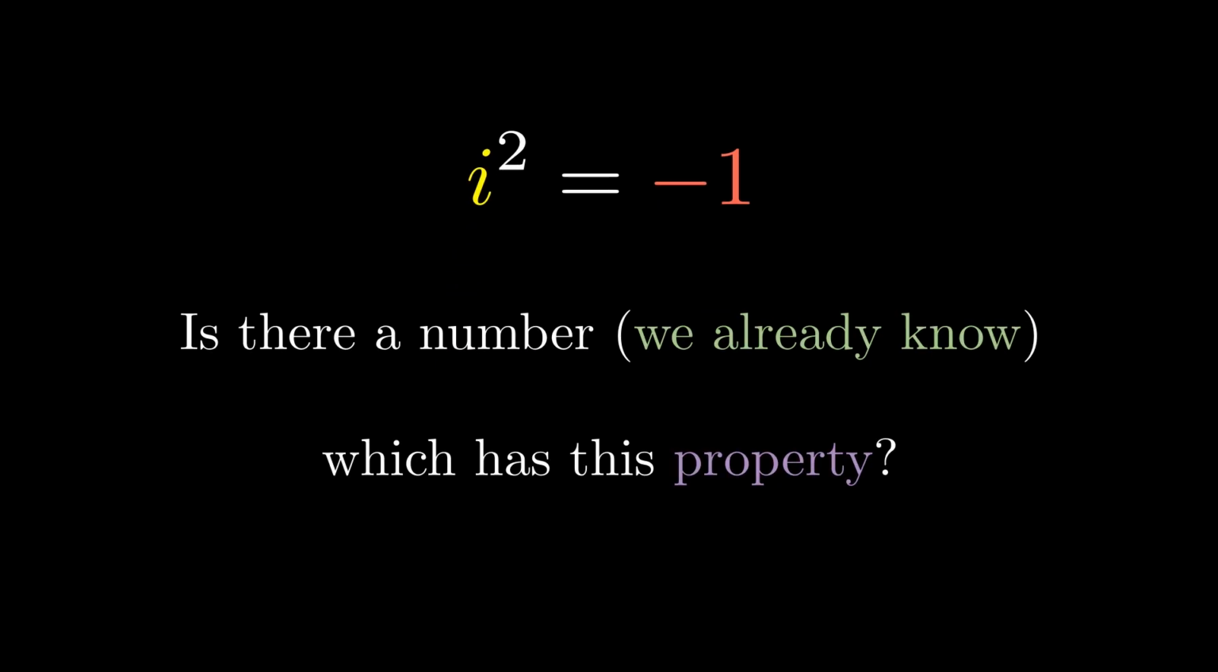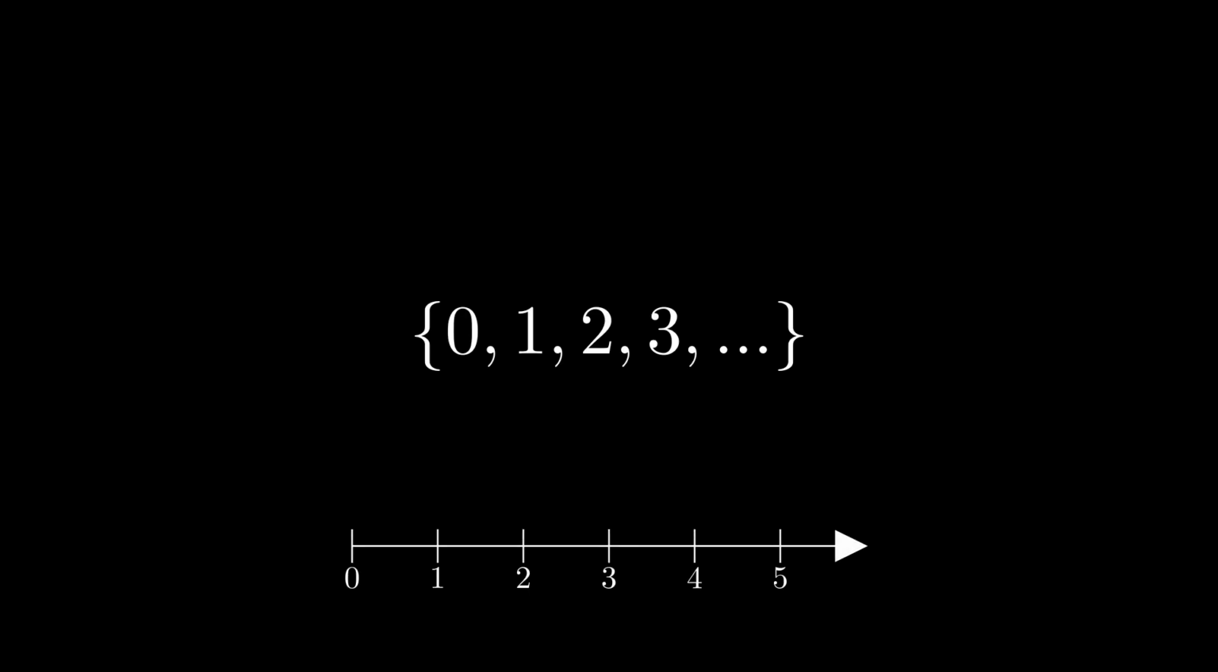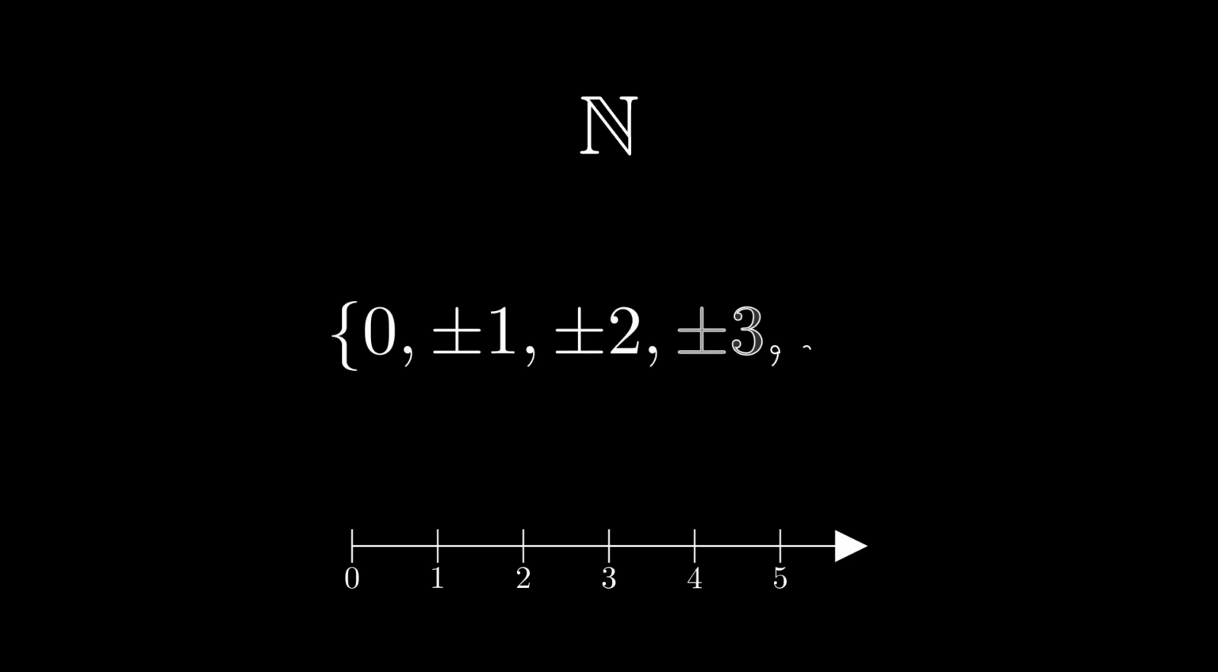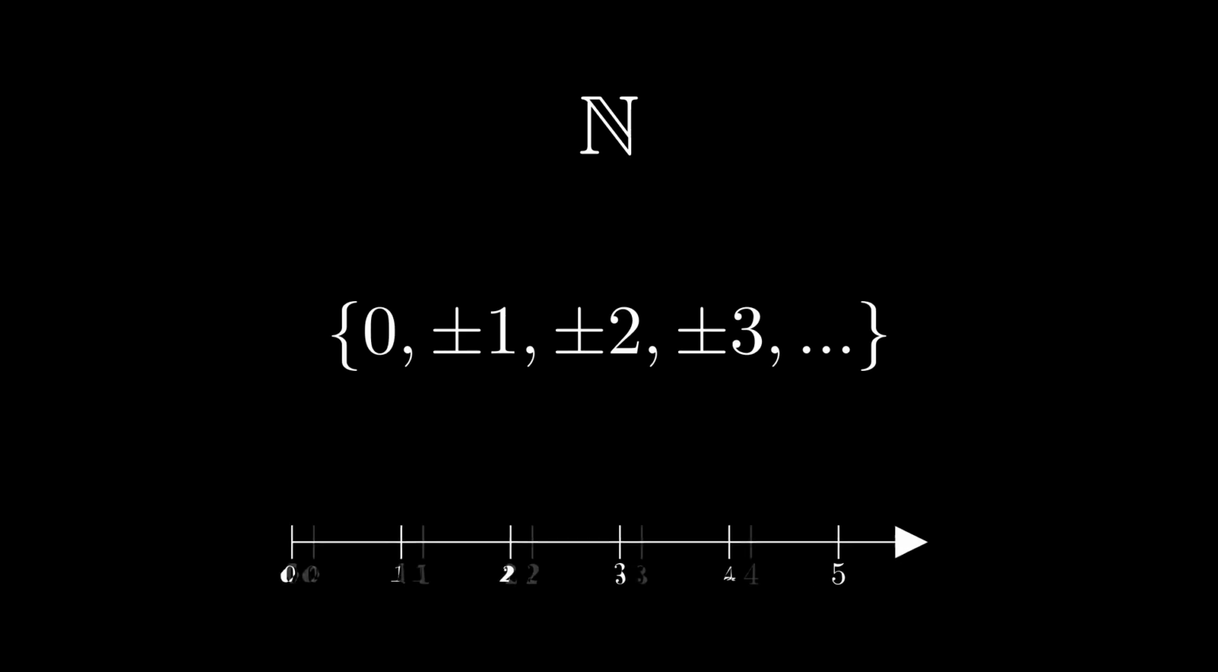Well, let's consider all the numbers we know. The first group of numbers we know are the natural numbers, meaning all the positive integers and 0. And we can represent them on a number line. Now, this set is called the set N, positive integers. But we also have something else. In fact, we have the set of positive and negative integers, and this is called the set of integers, and its name is Z.